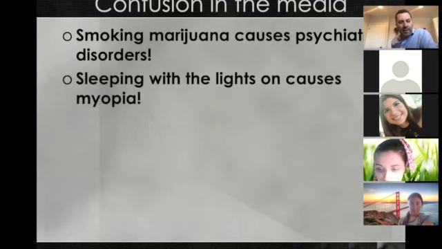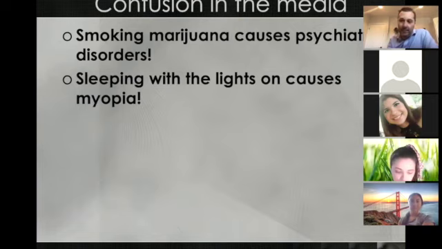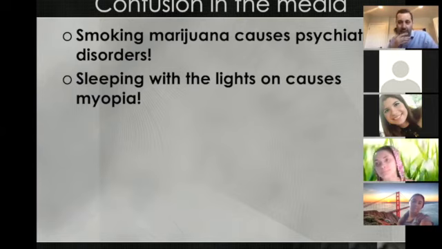This was another article that came out that said that kids who sleep with the lights on are more likely to develop myopia, meaning short-sightedness, than kids who sleep with the lights off. And on the basis of that correlational research, the news reporter mistakenly said sleeping with the lights on causes myopia. But there's another explanation here. What's likely going on is a third variable explanation. Let me explain it to you.